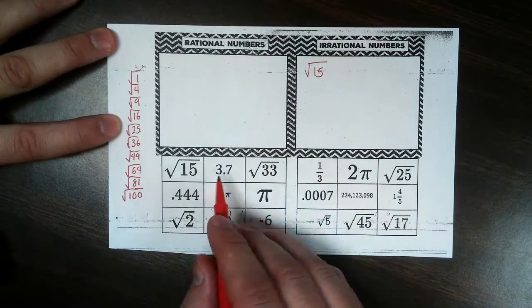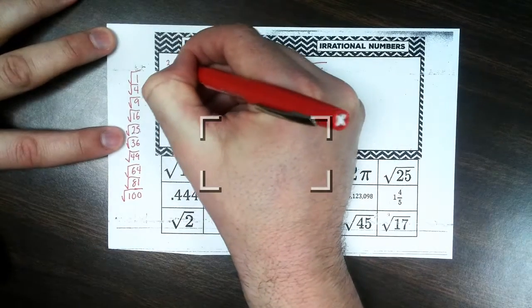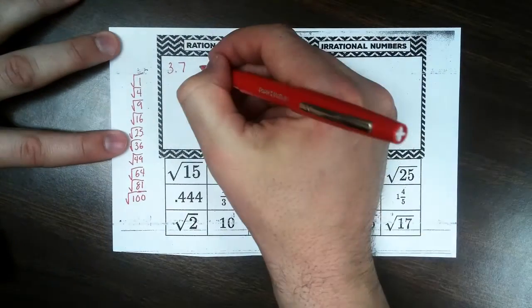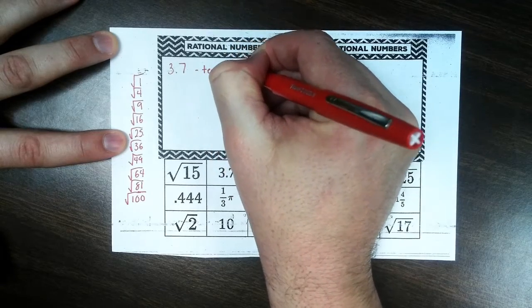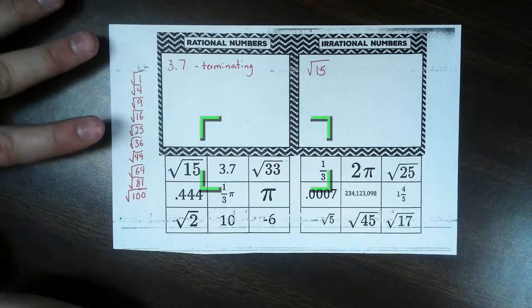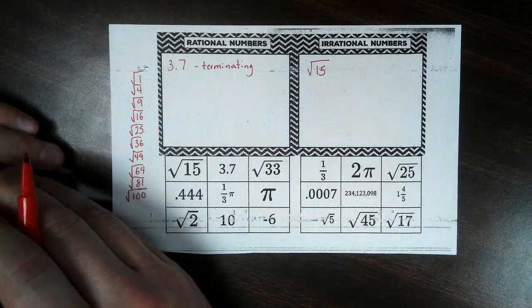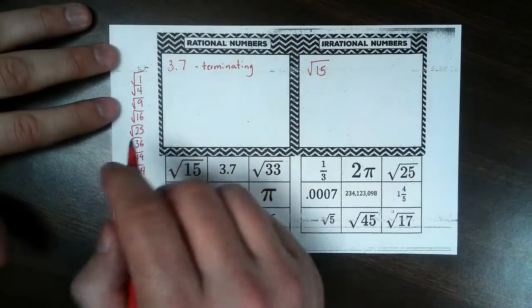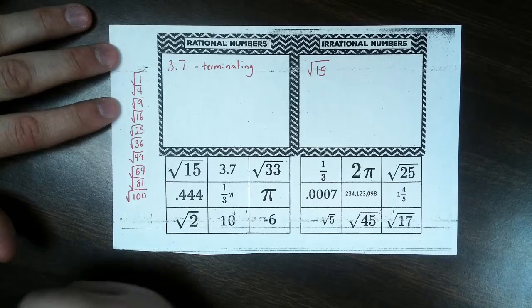Now 3.7. 3.7 would be considered a rational number because it is a terminating decimal. I'm just going to put terminating there. Essentially what terminating decimal means is that it comes to an end. There is a stopping point to the decimal. And as we said, 3.7, there's no number after the 7, so it is a terminating decimal.